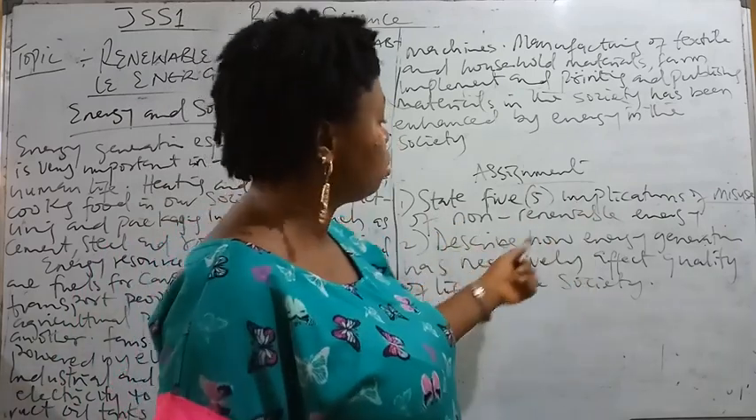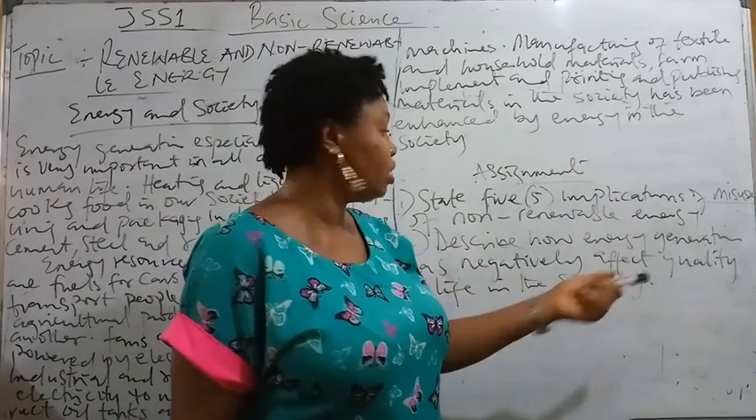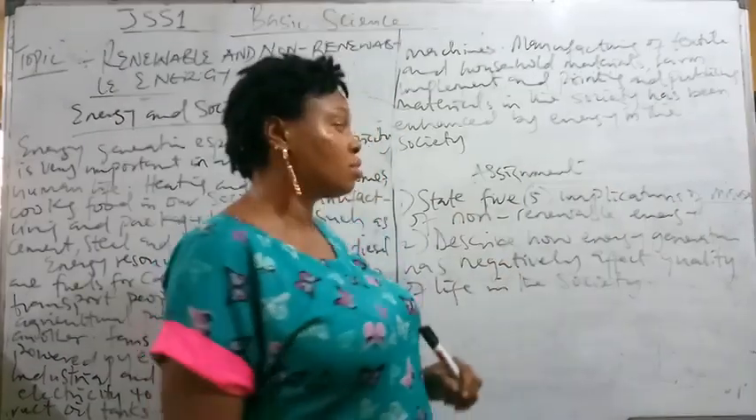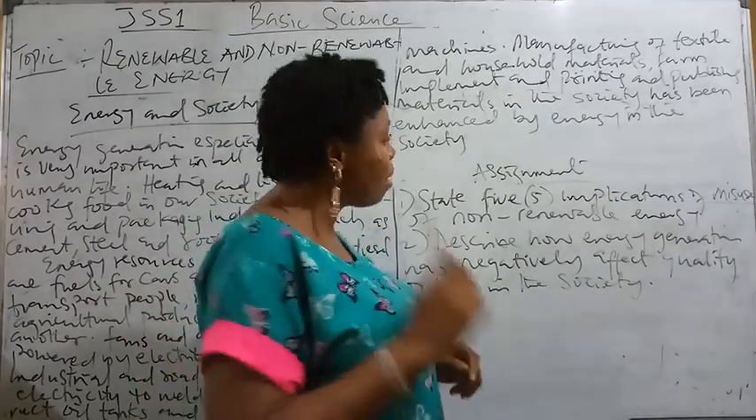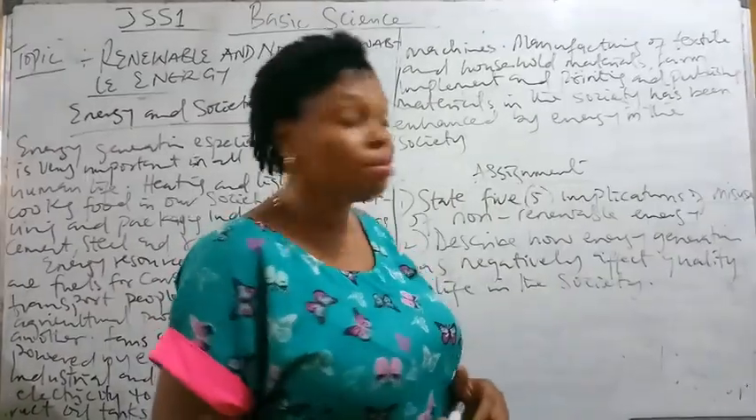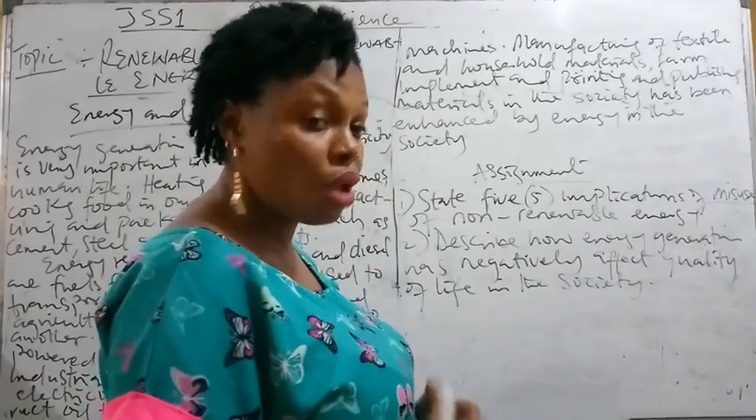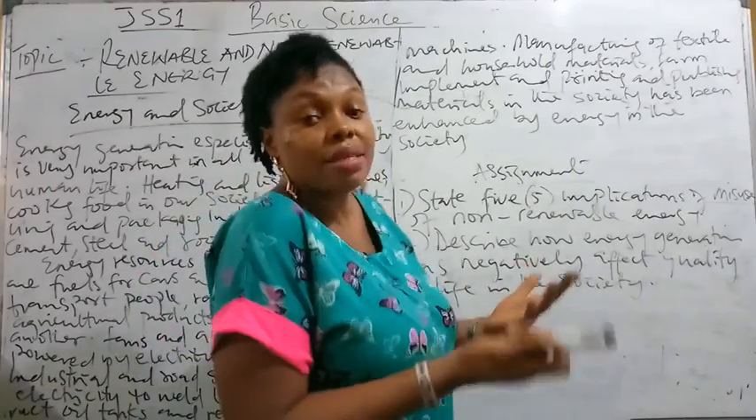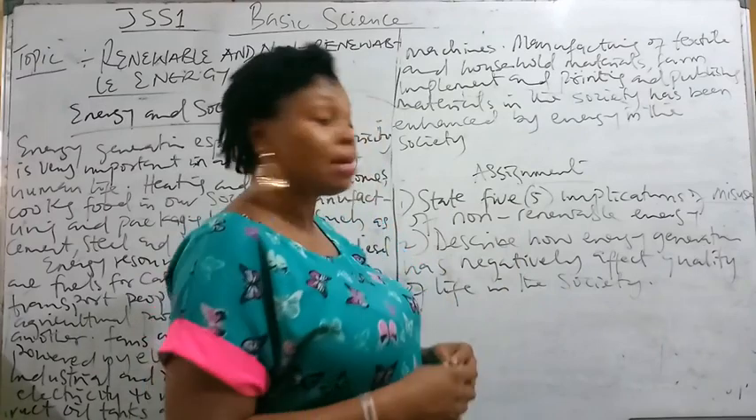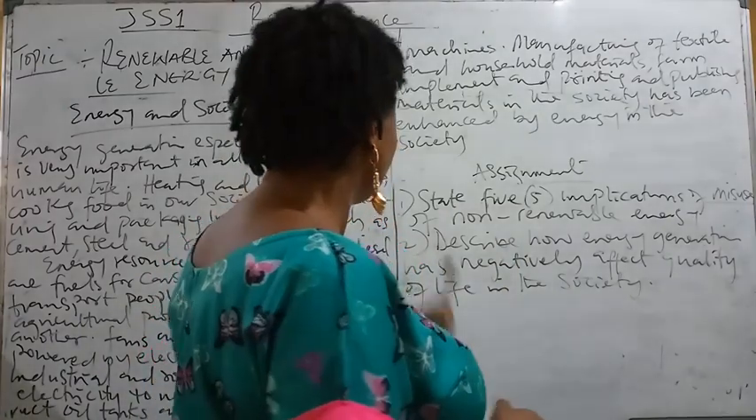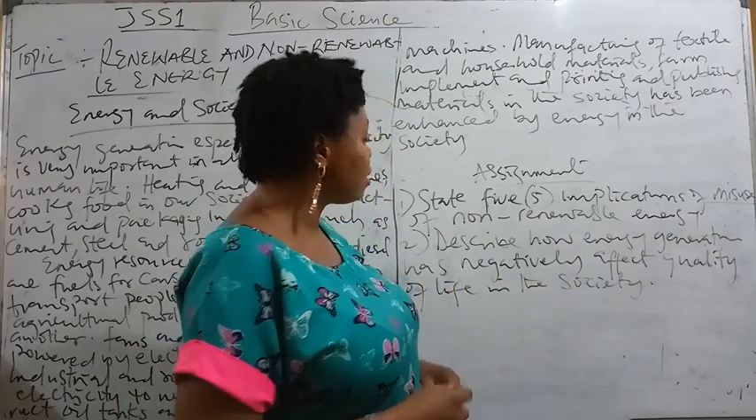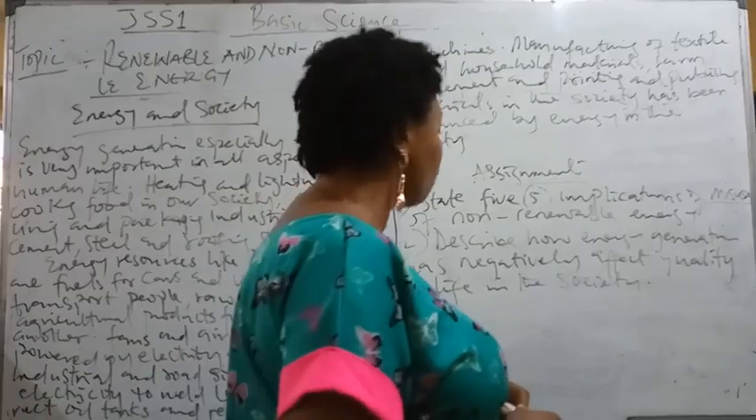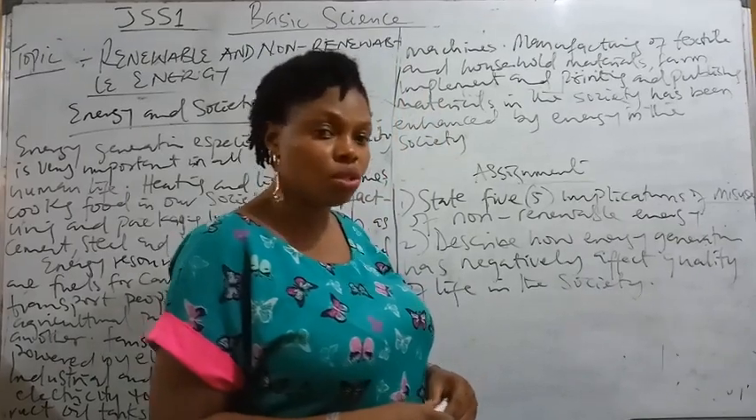So therefore, that comes to our assignment. Number one of the assignment is: state 5 implications of misuse of non-renewable energy. What are those implications that may result when you misuse your non-renewable energy? You all know the examples of the non-renewable energy. Number 2, describe how energy generation has negatively affected quality of life in the society.